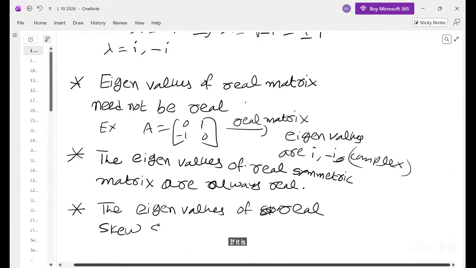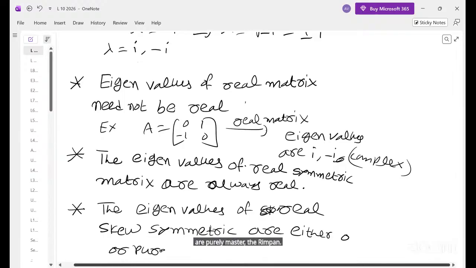If it is complex, we cannot say. For a real skew symmetric matrix, the eigenvalues are either 0 or purely imaginary. Very important. Purely imaginary means 1i, 2i, 3i, like that. They will be either 0 or purely imaginary.